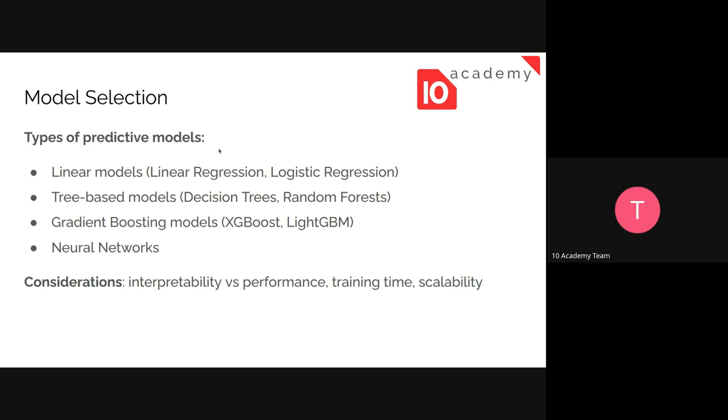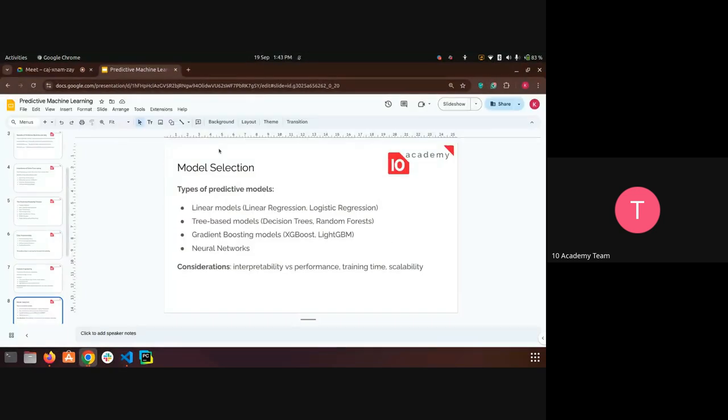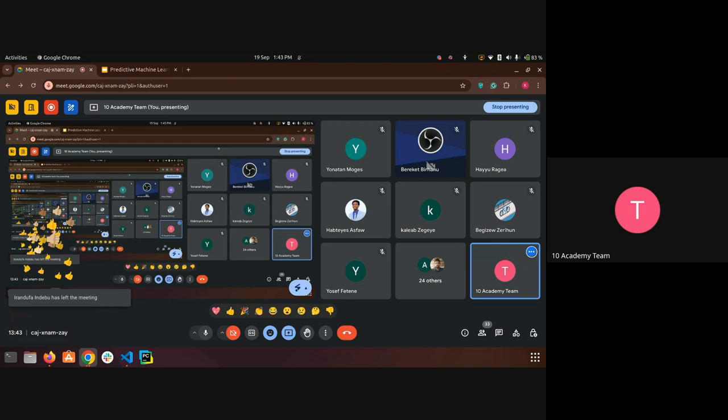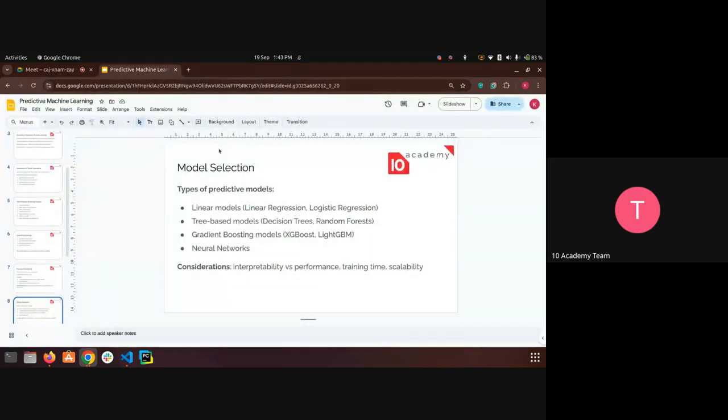What we should focus on is interpretability, like how easy it is to interpret, versus performance. The higher the performance, the better the outcome, obviously, but you need to balance it, right? And the time it takes to train and scalability. These are the things you need to consider when choosing a model.